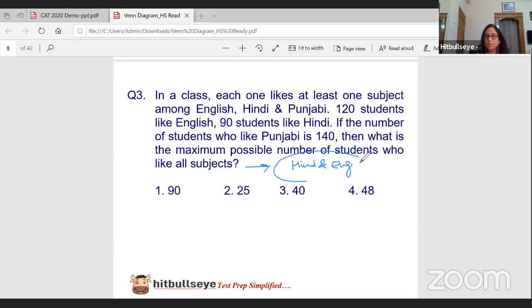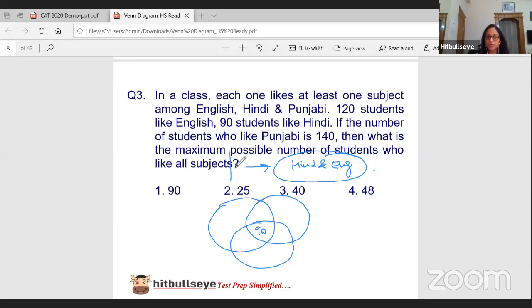How many people speak Hindi and English? Let me see what answer you give. So we have decided that the common people in all the three languages are 90. This we have decided till here. So I'm extending the question further.